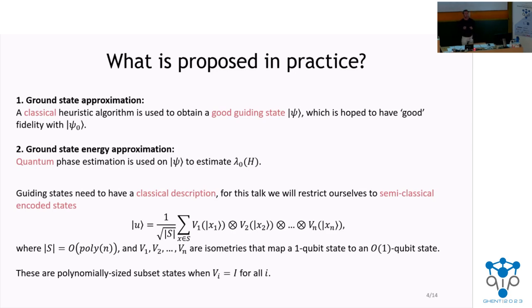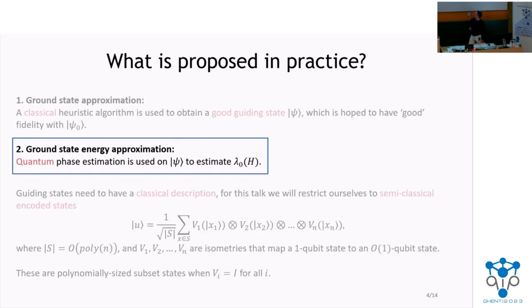In this talk, we will concern ourselves with the following set of states, which can be viewed as a uniform superposition over a polynomial number of basis states that then have isometries applied to the single qubits that map to a constant number of qubits. And notice these are just polynomially sized subset states, and these isometries are just identity for every i. And let us now focus on only the complexity of the second step of this procedure.